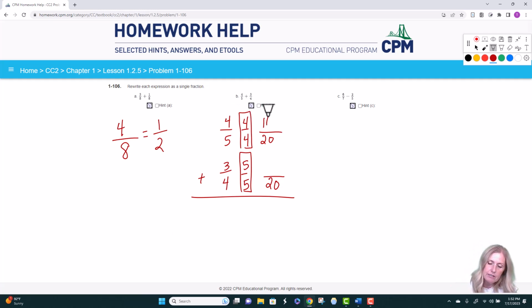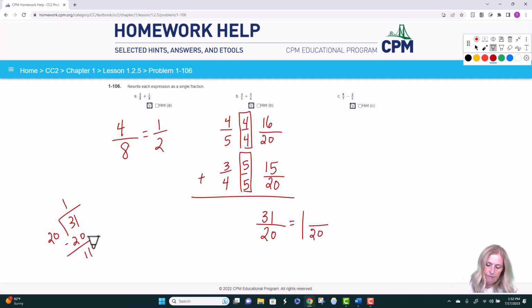4 times 4 is 16. 3 times 5 is 15. Now we can keep our common denominator and add 16 and 15, which is 31. That is an improper fraction, so we just need to change it into a mixed number. It's 31 divided by 20. That goes in once. 1 times 20 is 20. Subtract with 11 left over. So it goes in one whole time, and out of 20, there were 11 left over.